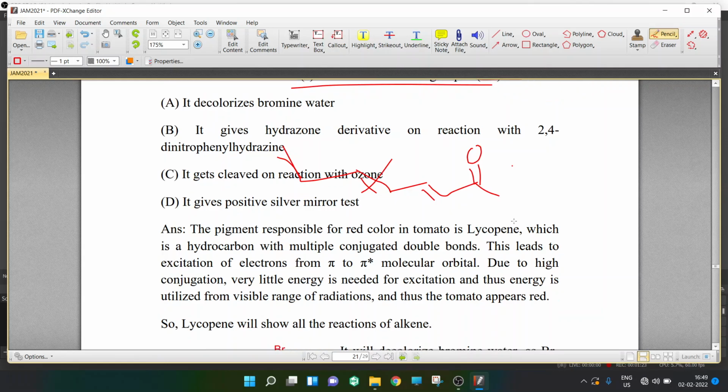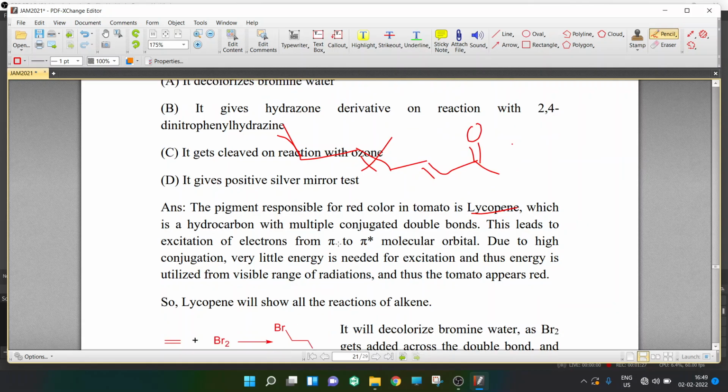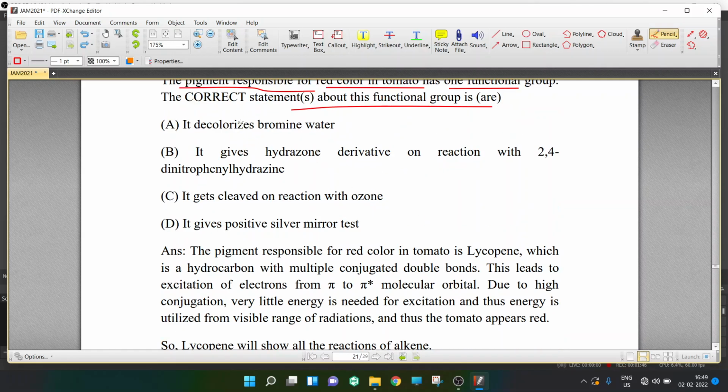But the thing is, tomato has lycopene and it has a lot of double bonds, so the electron easily gets excited from pi to pi star molecular orbital, and because of very high conjugation very little energy is needed, and therefore it appears red. Now if it is double bond, if it is alkene, it should show all the reactions of alkene. First thing is, of course, it will show a reaction of decolorization of bromine water.